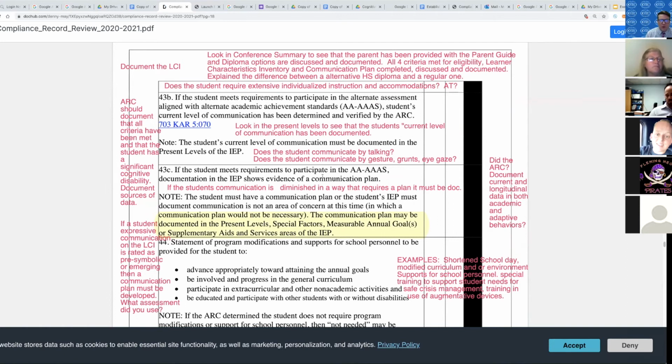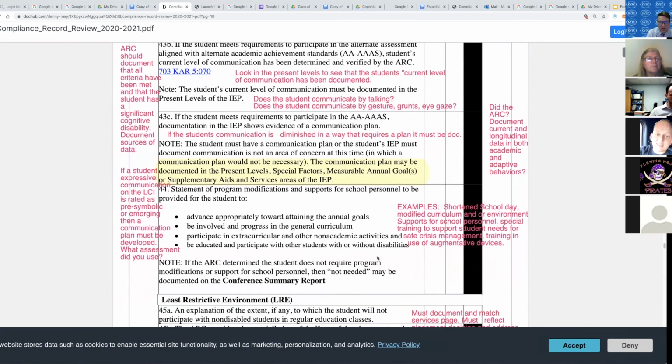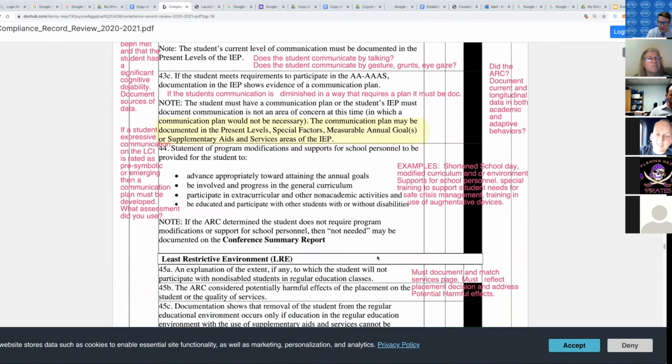43C, if the student meets requirements to participate in the alternate assessment, documentation in the IEP shows evidence of a communication plan. If the student's communication is diminished in a way that requires a plan, it must be documented. The communication plan may be documented in the present levels, the special factors, the measurable annual goals, supplementary aids and services areas of the IEP. But then you would circle back and document in the conference summary where it's documented. Make sure that you're very clear about that, because this is a real problem for districts that are over-identifying and have more than 1% of their population on alternate.